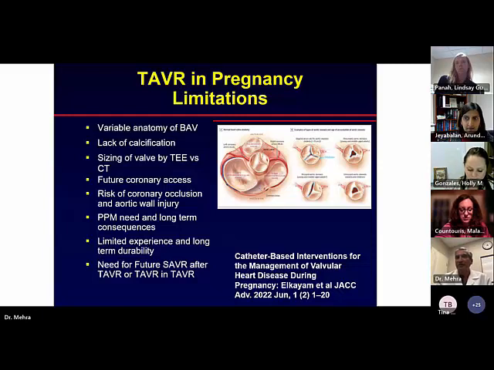And in those cases where they need a second valve because of valve degeneration, a valve-in-valve TAVR has issues of patient-prosthesis mismatch. And a SAVR after a TAVR has its own limitations in terms of complexity of the surgery.